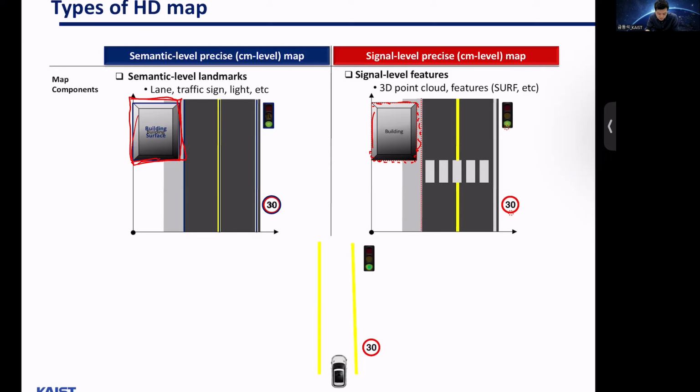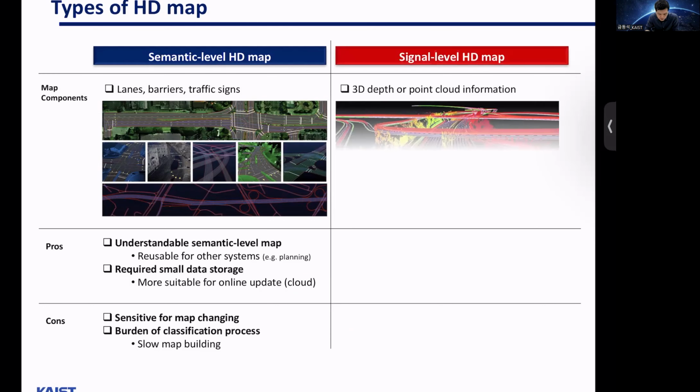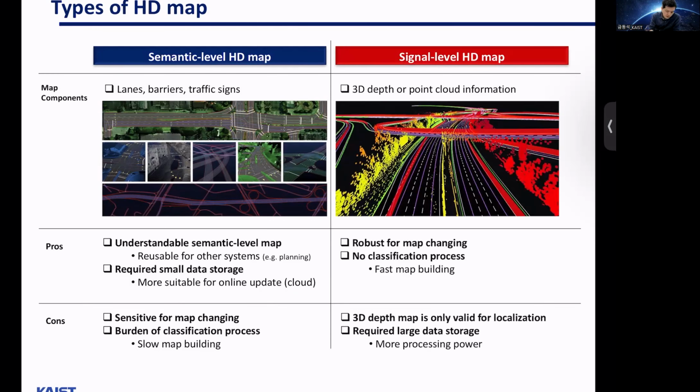Let's say we have this perception results, and then we can match that with map. If we have sensor raw data coming in, we can match that with signal level map. So depending on which map you use, the map matching signal will also need to be changed. So let's compare these two approaches.